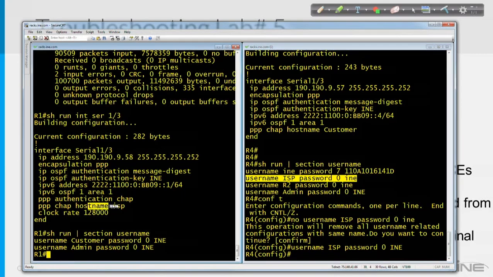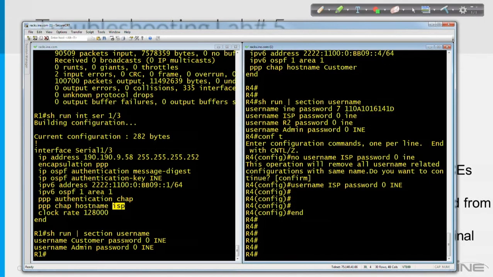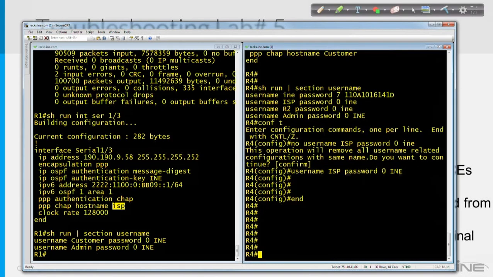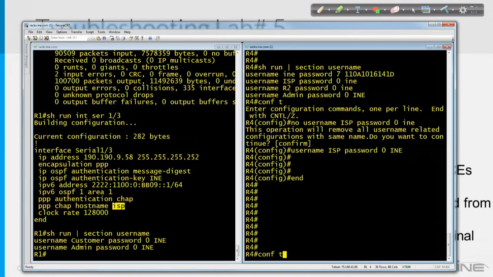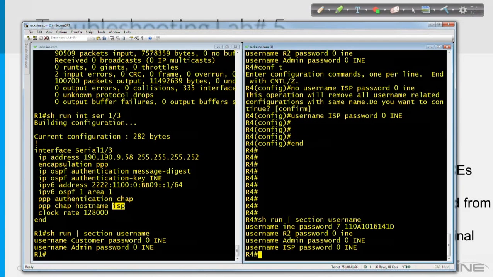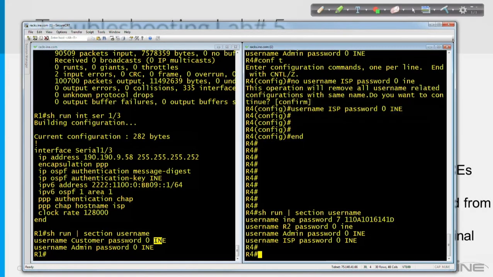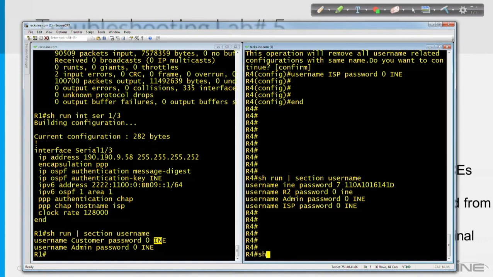Okay, but let's see here. We also see that the CHAP hostname is lowercase ISP. Let's see if that makes a difference. I definitely know 100% that the password is case sensitive. If it's capital on one side, it's got to be capital on the other side. Something in the back of my mind, though, tells me that the username doesn't necessarily have to be case sensitive, but let's find out. So here, if we match this up, okay, so now he's going to say, I am ISP. He says, oh, ISP, okay, then I'll use a capital INE. And he says, oh, customer, capital INE. Okay, so let's see if that made a difference.